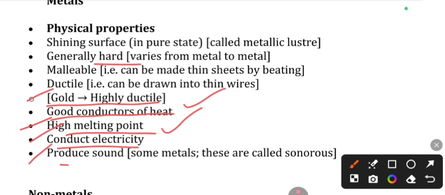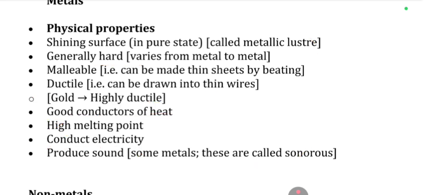They produce a sonorous sound. They have the property of sonorous, which means they can produce sound. Sonorous means to produce sound. If you have seen in school, the same example we have taken already, the iron bells, they produce sound only. So all the metals are showing these properties.